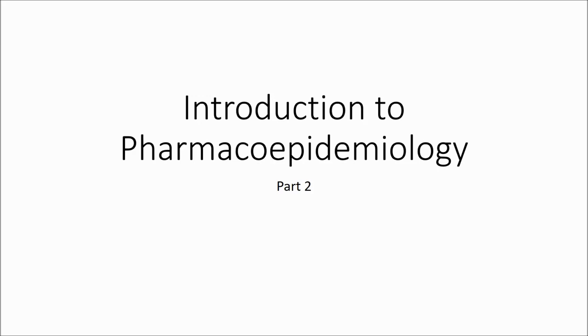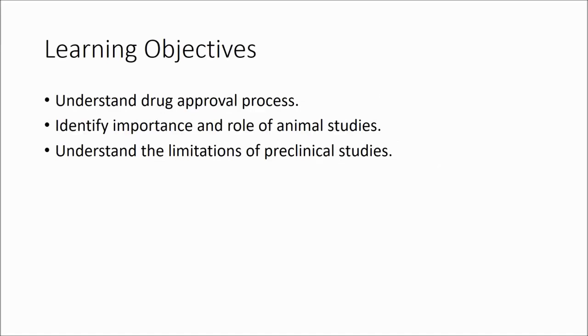Introduction to Pharmacoepidemiology Part 2. Learning Objectives. Understand drug approval process. Identify importance and role of animal studies. Understand the limitations of preclinical studies.